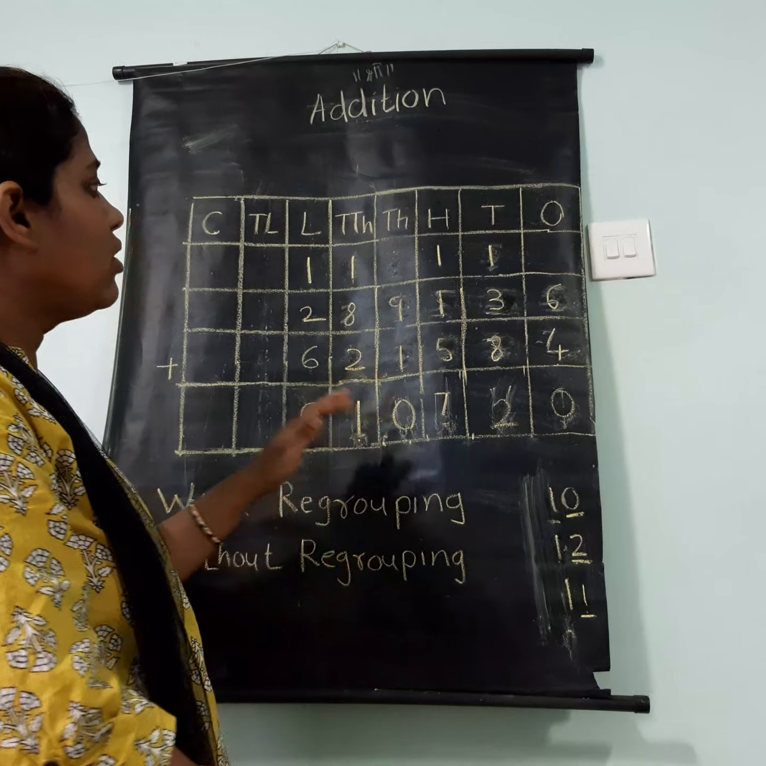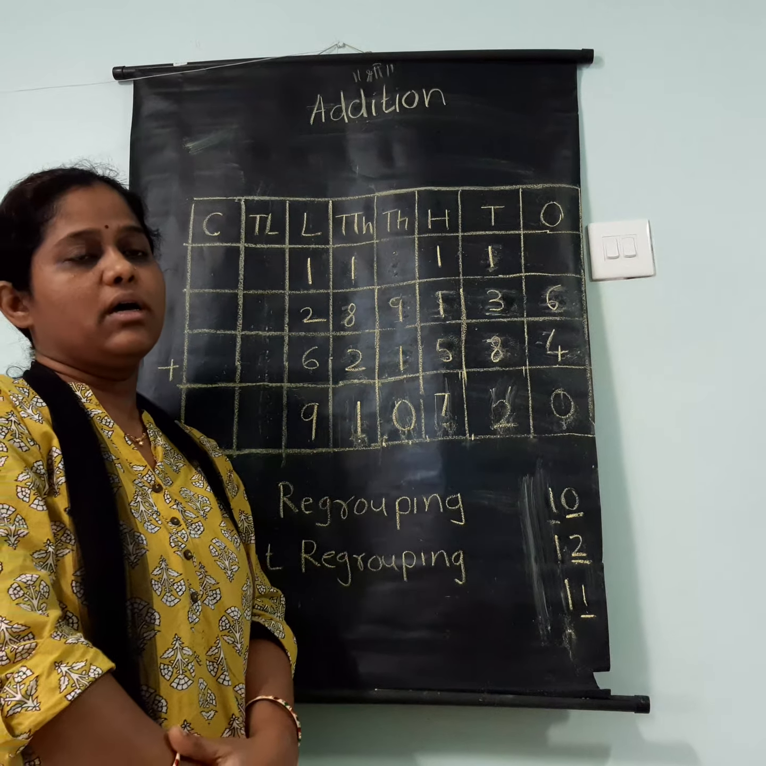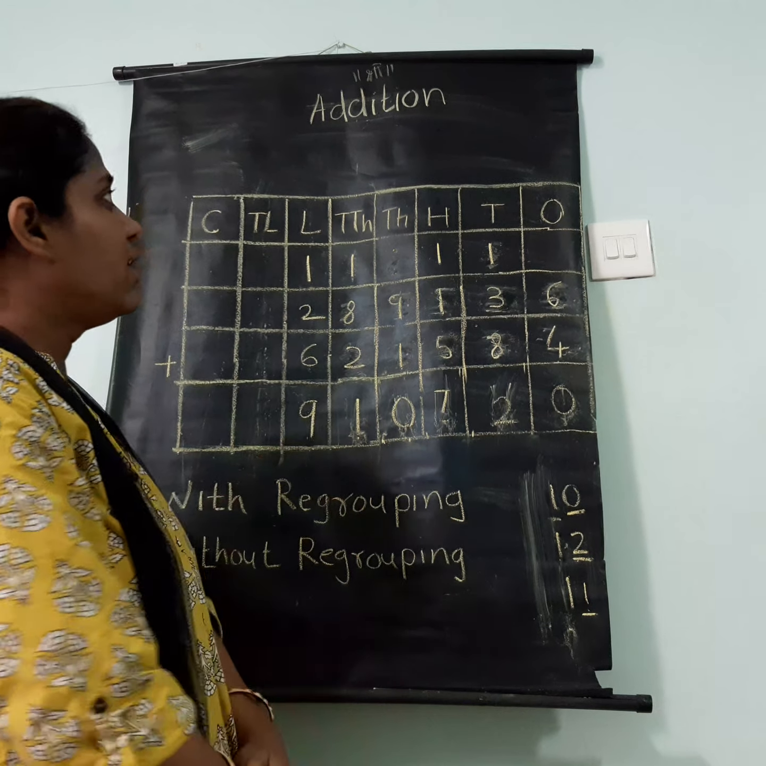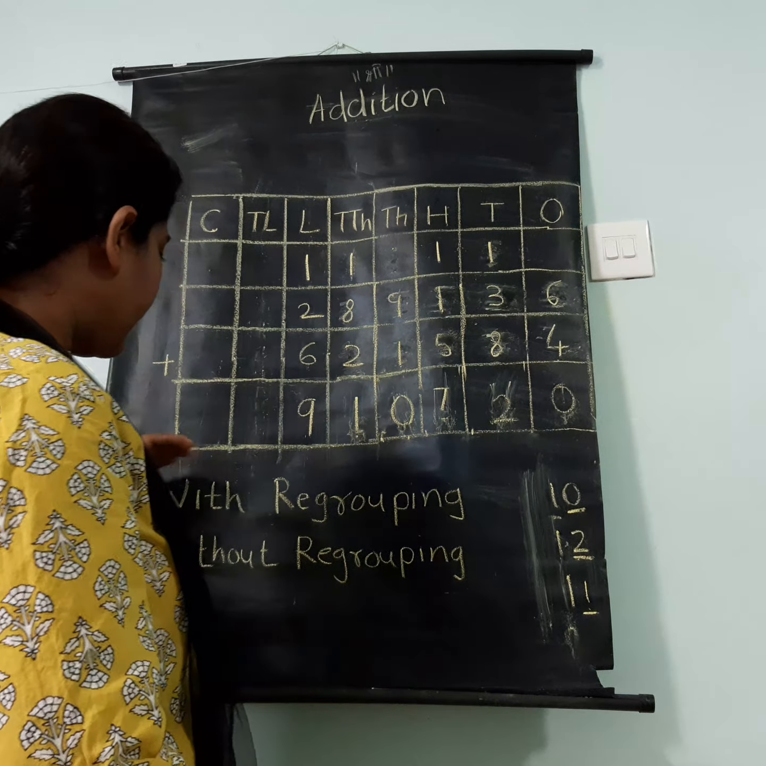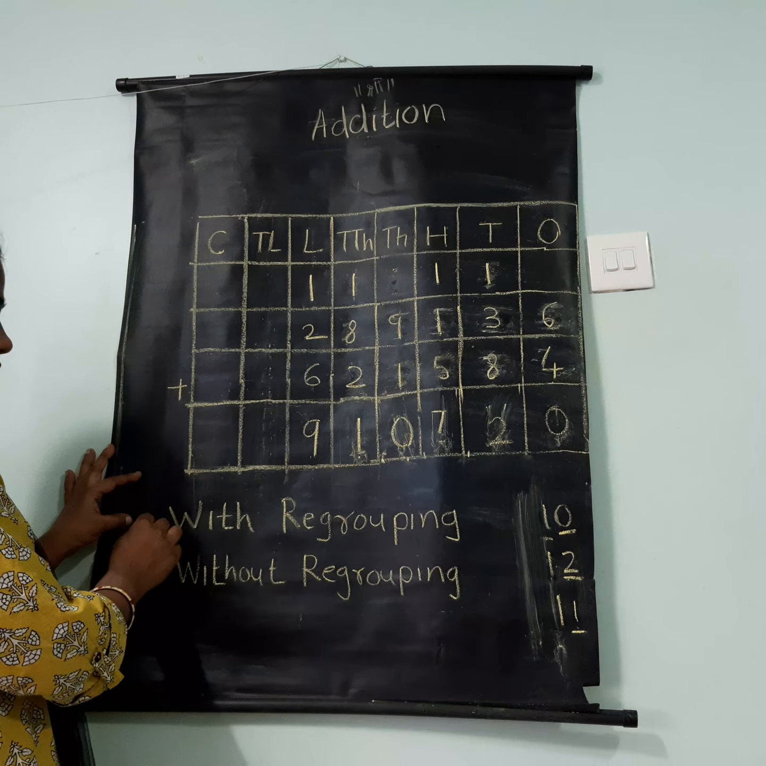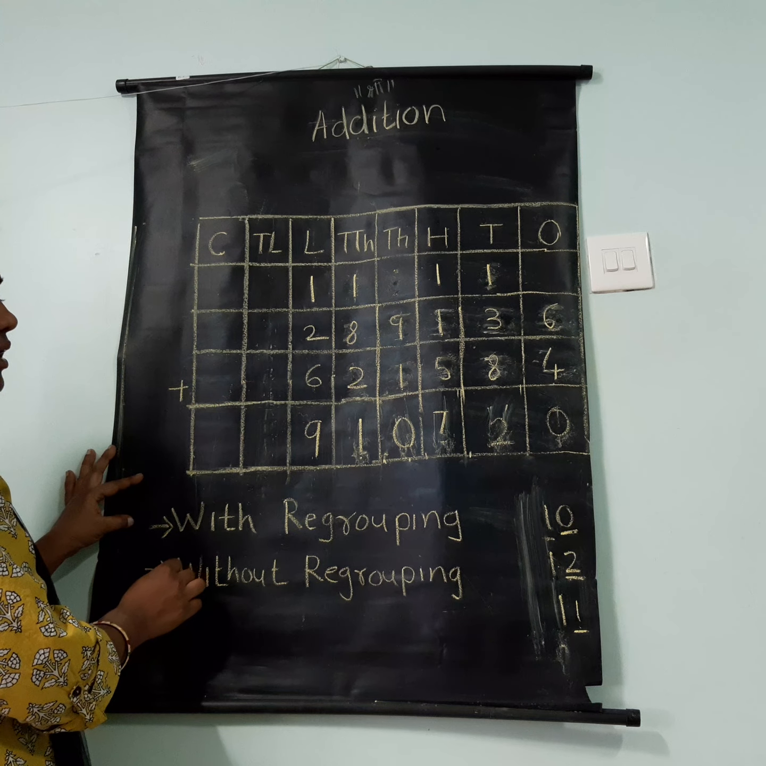So this is how you are going to solve the addition of large numbers. Mainly this is of 2 types, that is with regrouping and without regrouping.